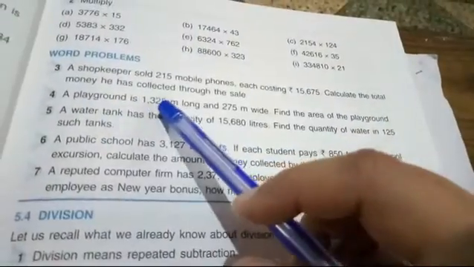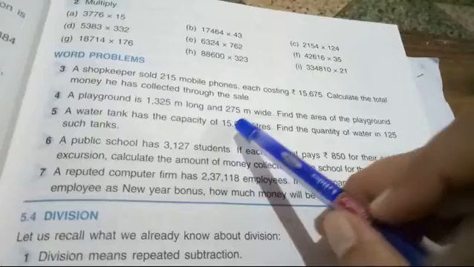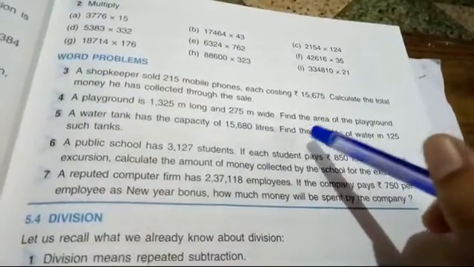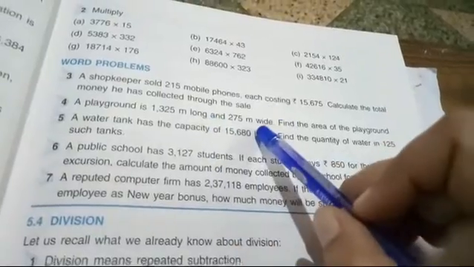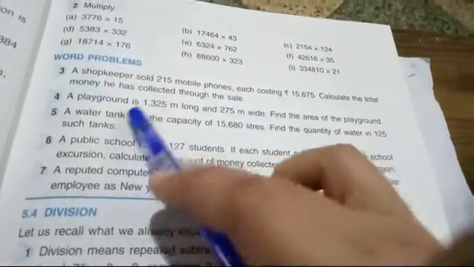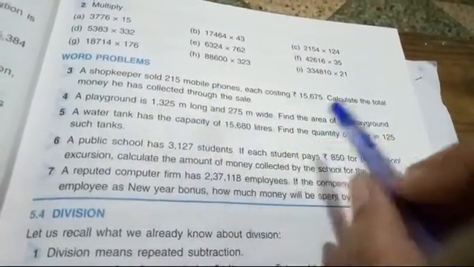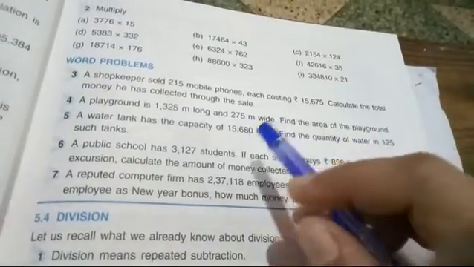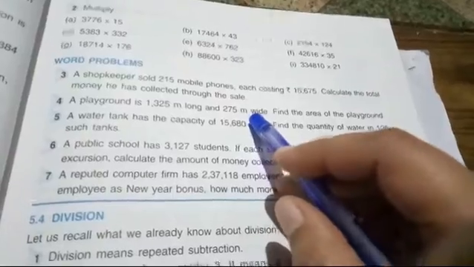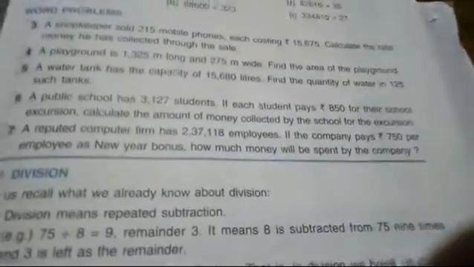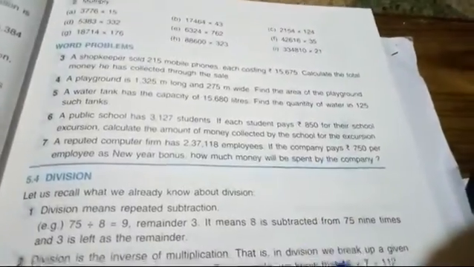A playground is this many meters long and this many meters wide. Find the area of the playground. This much long and this much wide means it is of rectangular shape. Area of the playground, length into breadth. Multiply this much by this. Now when we take out the area we use the expression meter square. This you have to write.